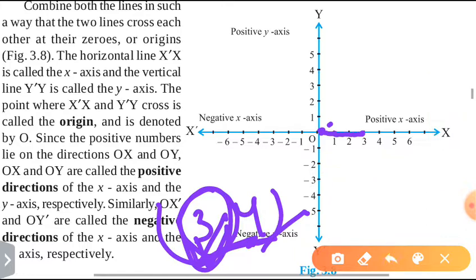So first you will move 3 here, then you have to move 4, so you will move 4 here. So this is the exact point. That means this point is known as 3 comma 4.